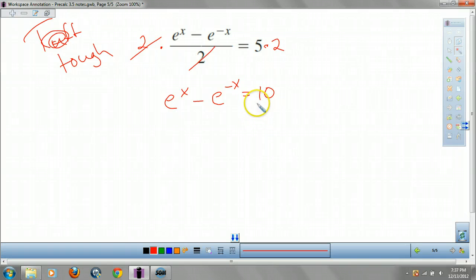So I'm going to draw an arrow for this next step. This is where you guys can go, why are you doing this? I'm going to multiply everything by e to the x. So I have an x and I have a negative x. You're going to see something magical happen.